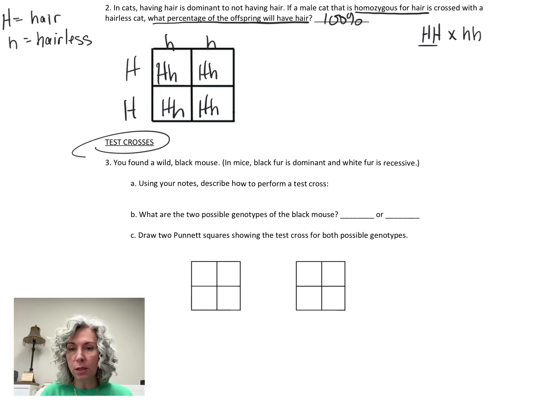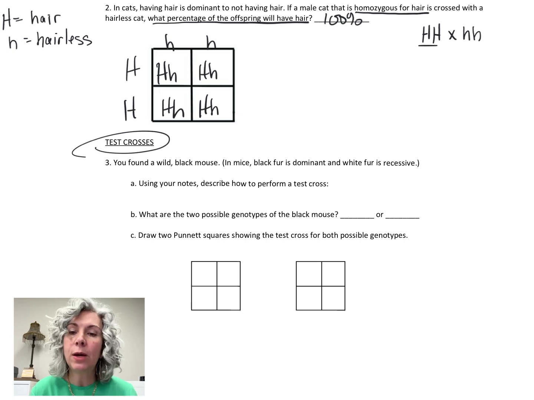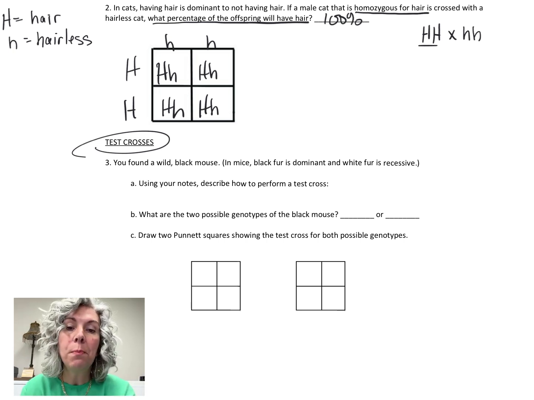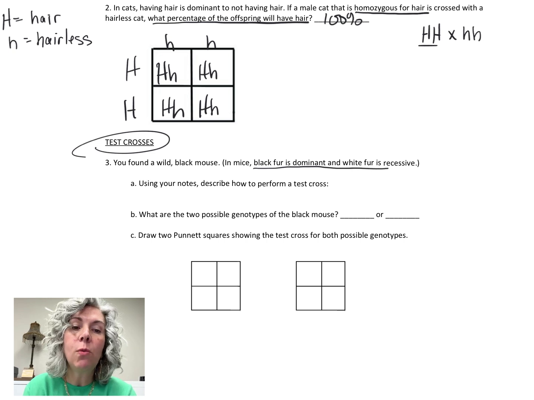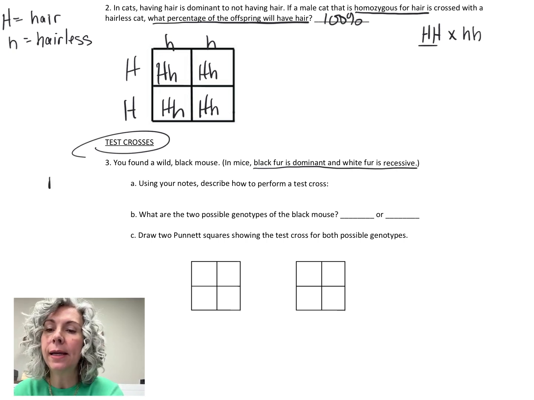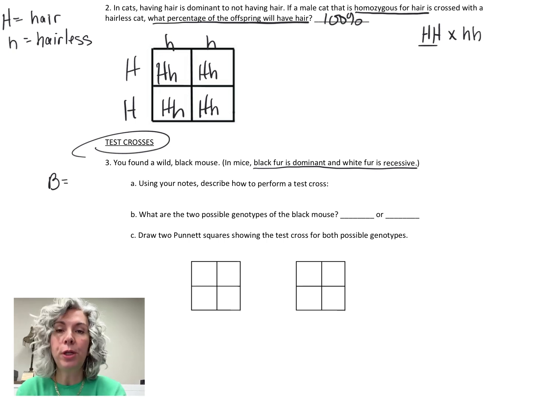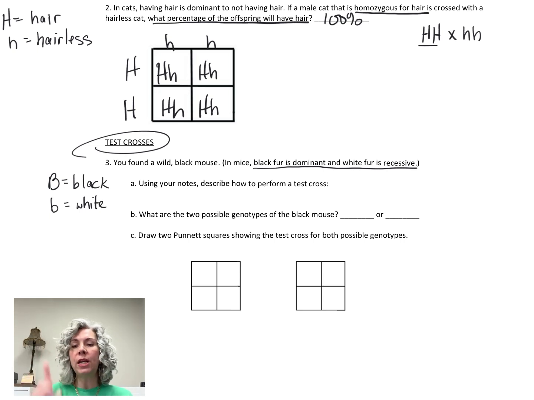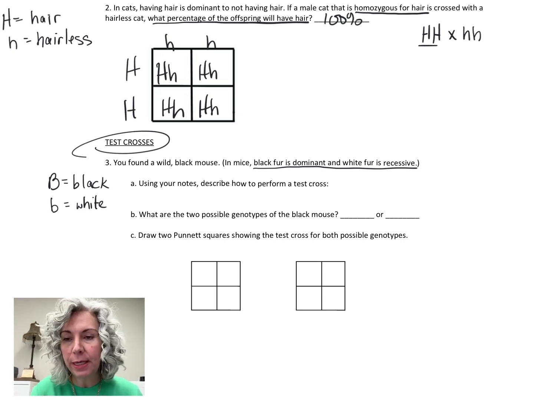So let's look at this question. You found a wild black mouse. In mice, black fur is dominant and white fur is recessive. So let's do a little key over here. Black is dominant, so I'm going to use a capital B for black hair. And then it says white fur is recessive, so I'm going to use a lowercase b for white hair. Okay, one trait, one letter. So capital B, lowercase b.